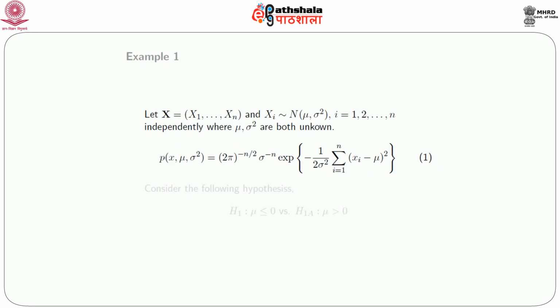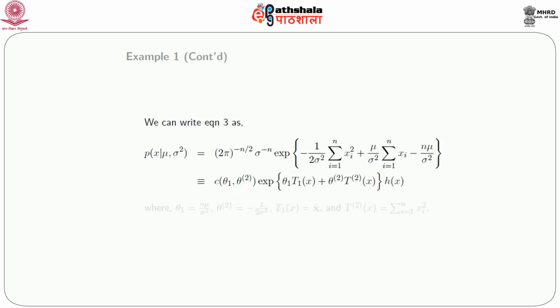We consider some examples. Let X1, X2, ..., Xn be a random sample of size n from a normal(mu, sigma square) population where mu and sigma are both unknown. We consider the following hypothesis: H: mu less than or equal to 0 versus H_A: mu greater than 0.